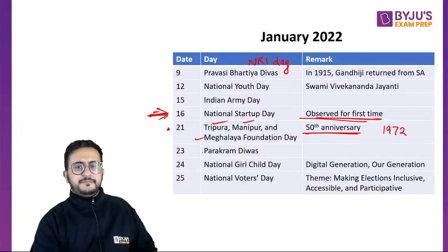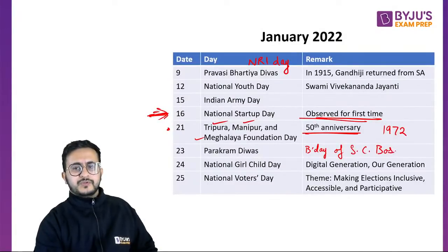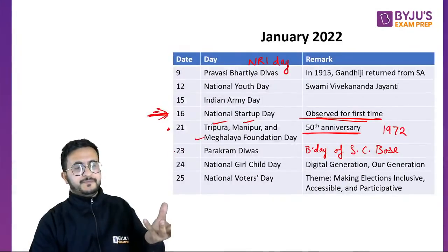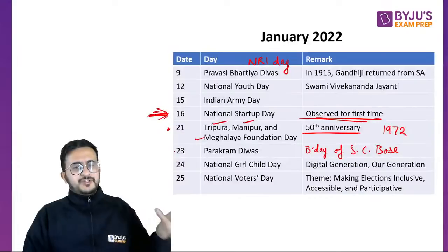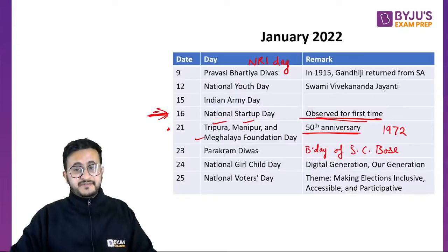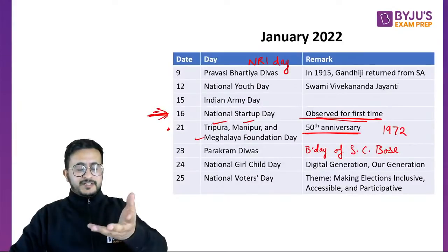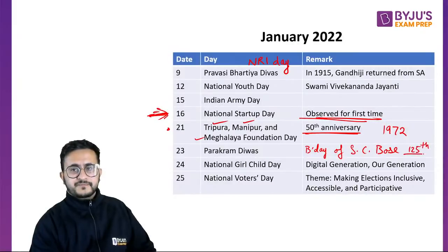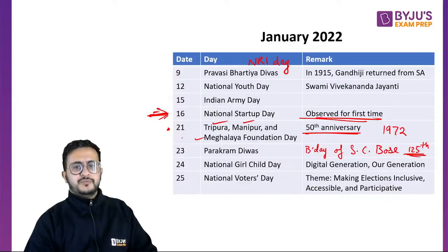Then Parakram Divas, that is basically the birthday of Subhash Chandra Bose. Next year it will hold even more importance because it will be the 125th anniversary. He was born on 23rd of January 1897. Sorry, this year itself, it was the 125th birthday. So that was also important.